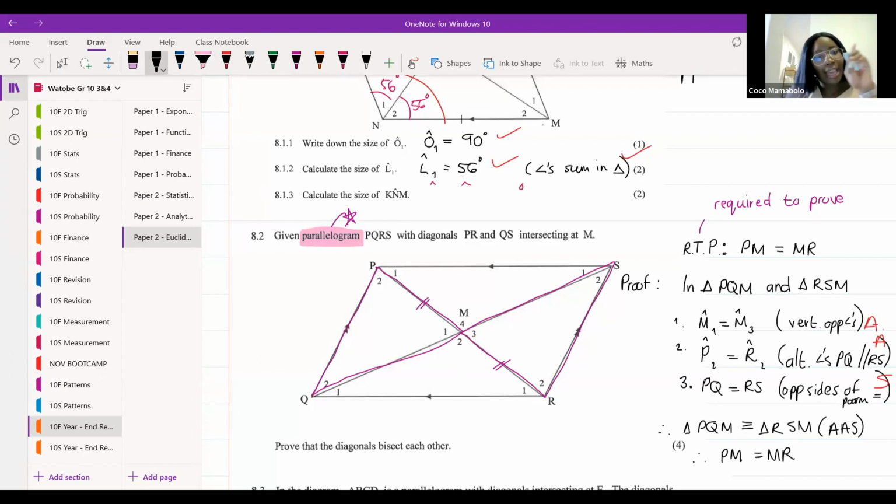Okay, and I did find out that we don't have to use CPCTC anymore. You can just say congruent triangles. You can literally use the idea that the triangles are congruent. You just write congruent triangles. That's my reason. All right.